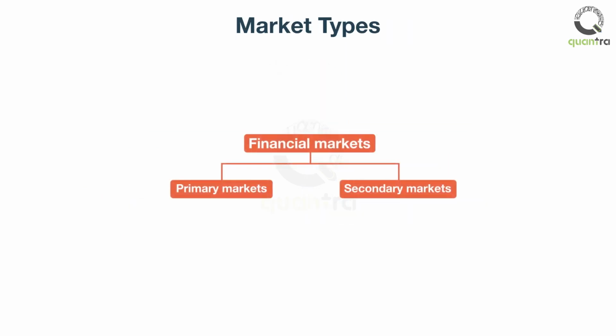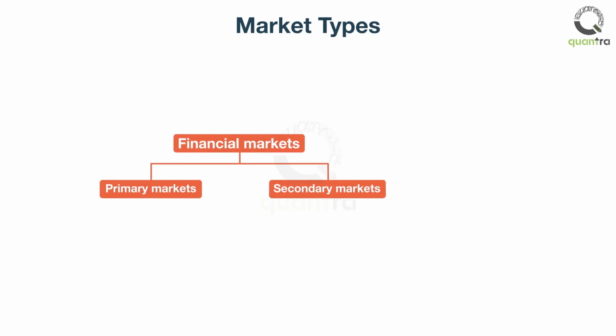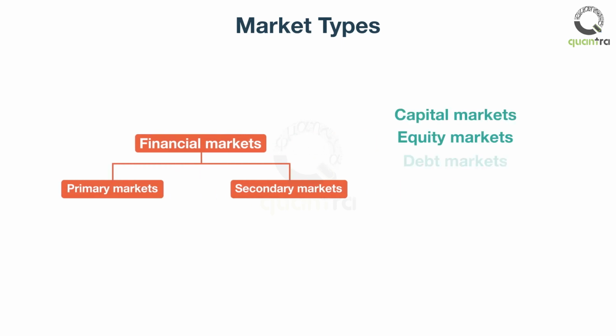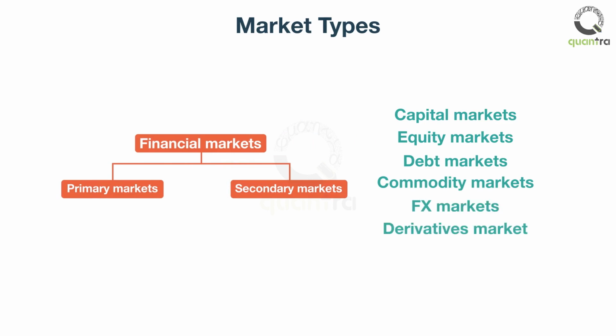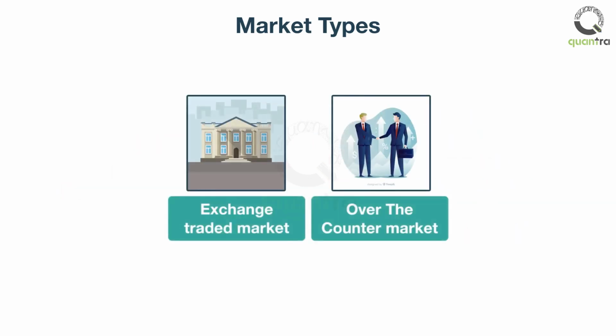Apart from primary and secondary markets, you learnt about various types of markets. Specifically capital markets, equity markets, debt markets, commodity markets, FX markets and the derivatives market. While doing so we reflected on the differences between exchange-based markets and OTC markets.